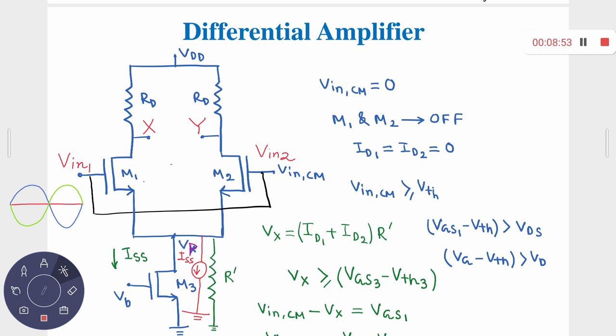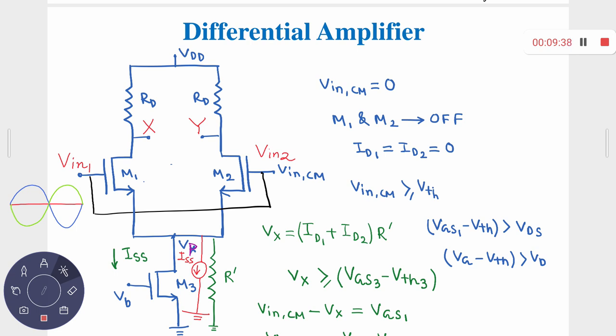And ultimately M3 will come out of the deep triode and it will be in the triode region. And one point will come, when V in CM is large enough, when this voltage Vp is greater than the overdrive voltage of M3. What is the overdrive voltage? That is constant: Vb minus Vth, constant because we are not varying Vb, and Vth is also constant. But this Vp will increase as we increase V in 1 or V in 2 or V in CM, because V in 1 and V in 2 are connected together in common mode operation. So a point will come when Vp exceeds the overdrive for M3. Then M3 enters into saturation.